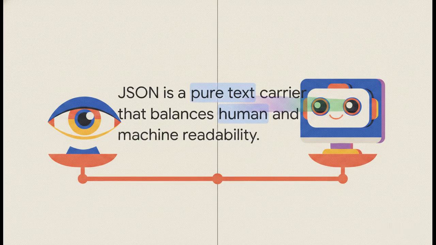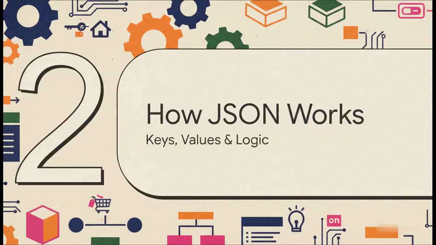And the real beauty of it lies in its simplicity. JSON is literally just plain text. It's designed specifically so that both you and a computer can read it without wanting to pull your hair out. It's a pure text carrier that strikes this perfect, rare balance. A machine can parse it in absolute milliseconds, but a human can also open the file, read the text, and instantly understand what information is being shared. It's a total win-win.